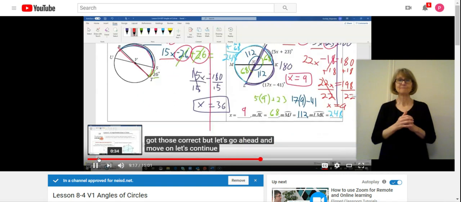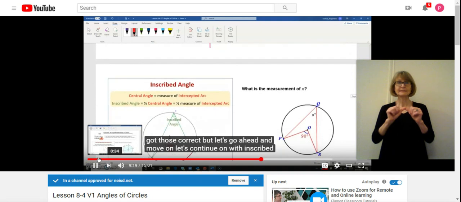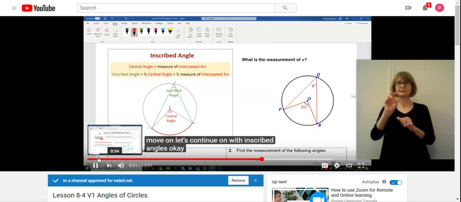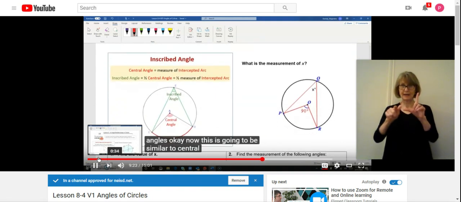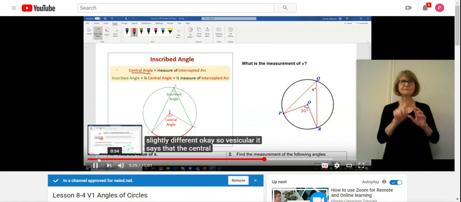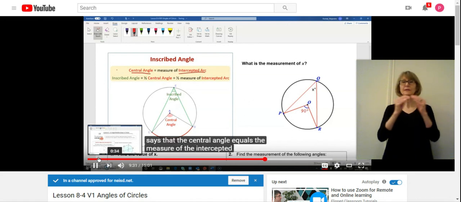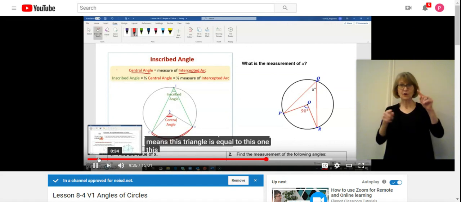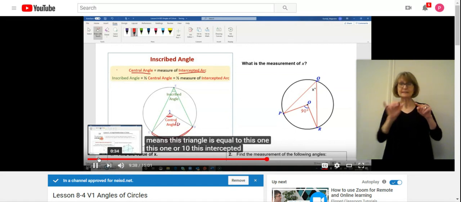All right, so let's continue on with inscribed angles. Now this is going to be similar to central angles, just slightly different. So let's take a look. It says that the central angle equals the measure of the intercepted arc. So that means the central angle is equal to this one. So if this one were 10, this intercepted arc would be 10.